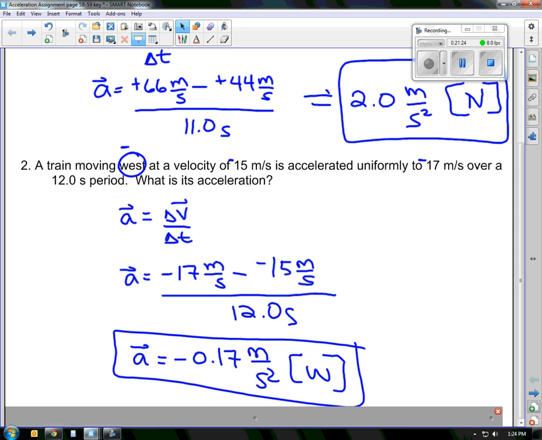You don't have to be redundant here. You can just write either the negative and drop the west, or you can drop the west and keep the negative. Okay, so one of the two is good.